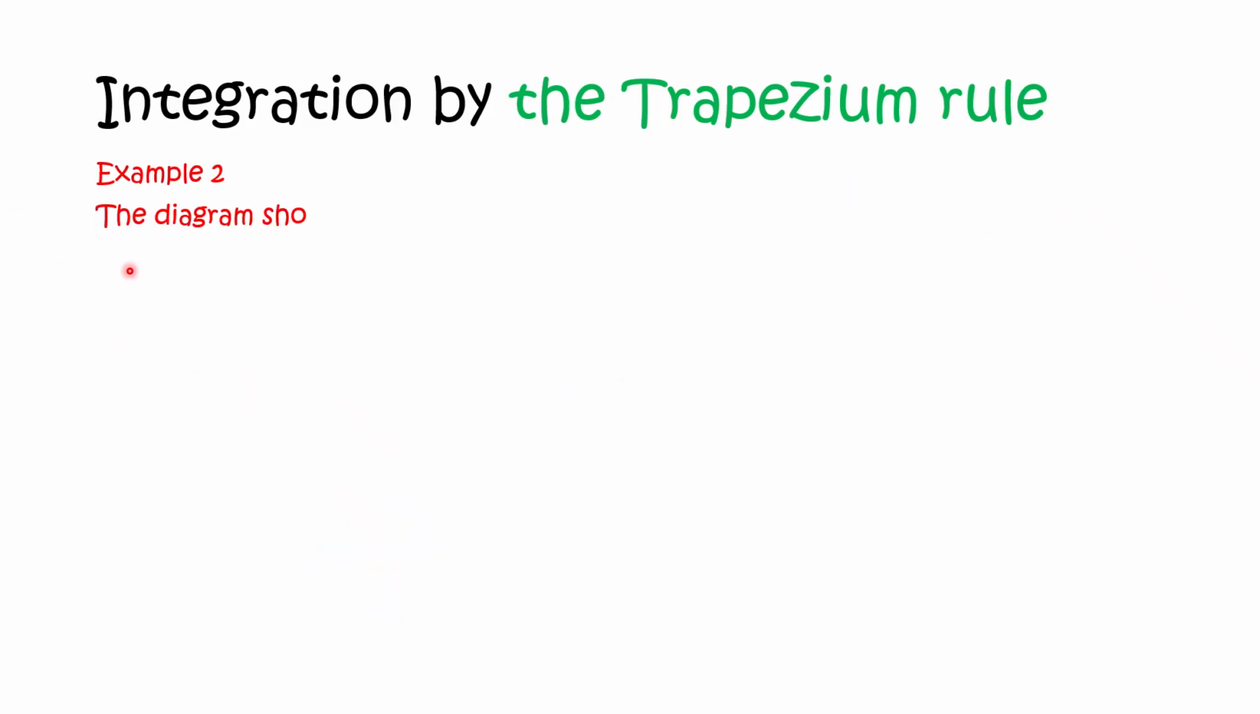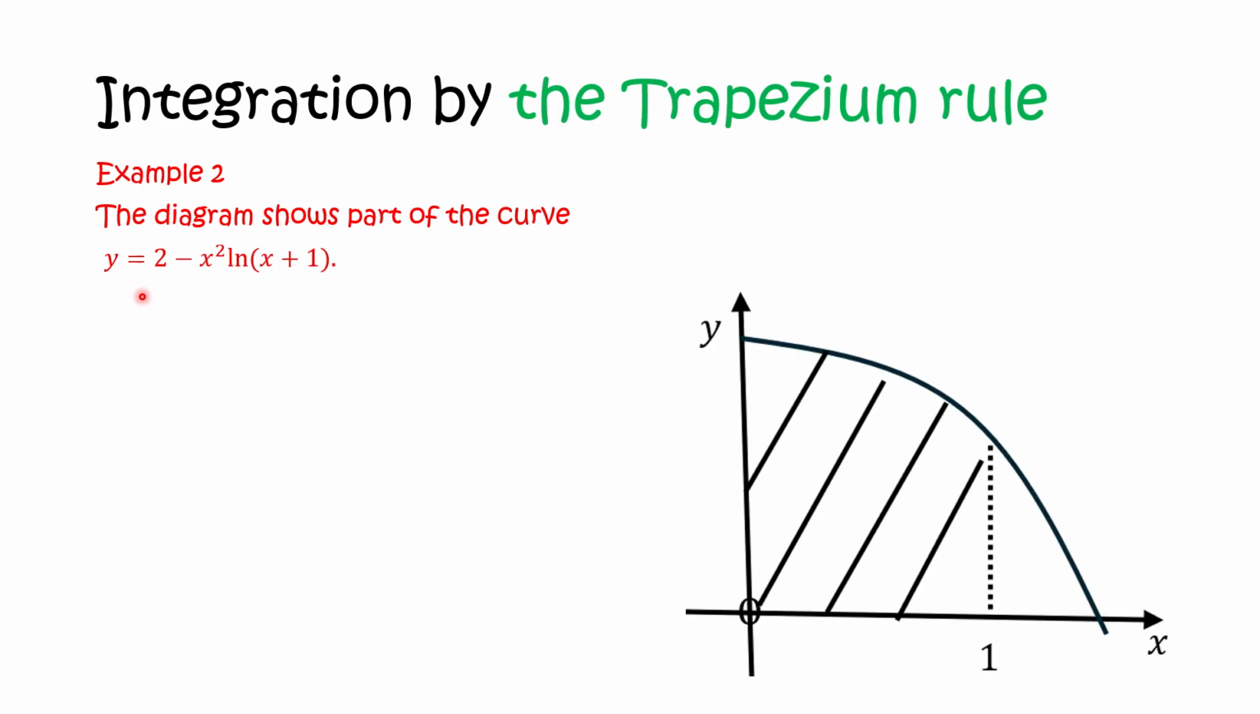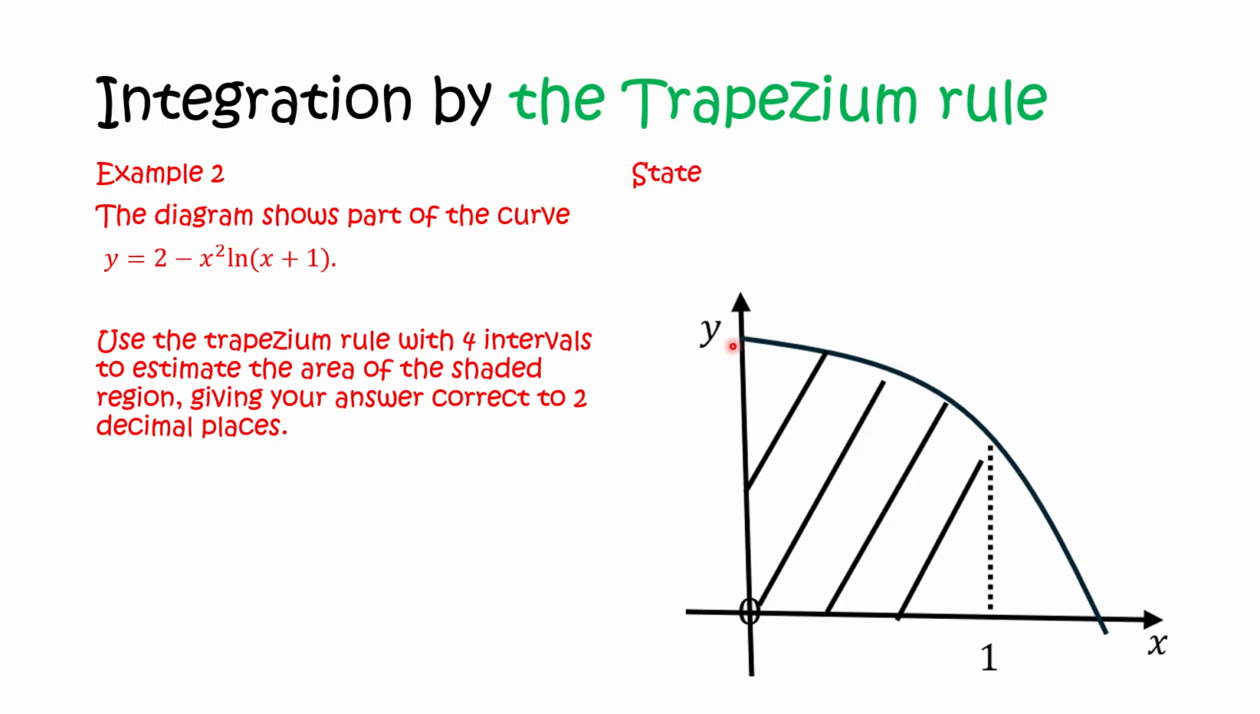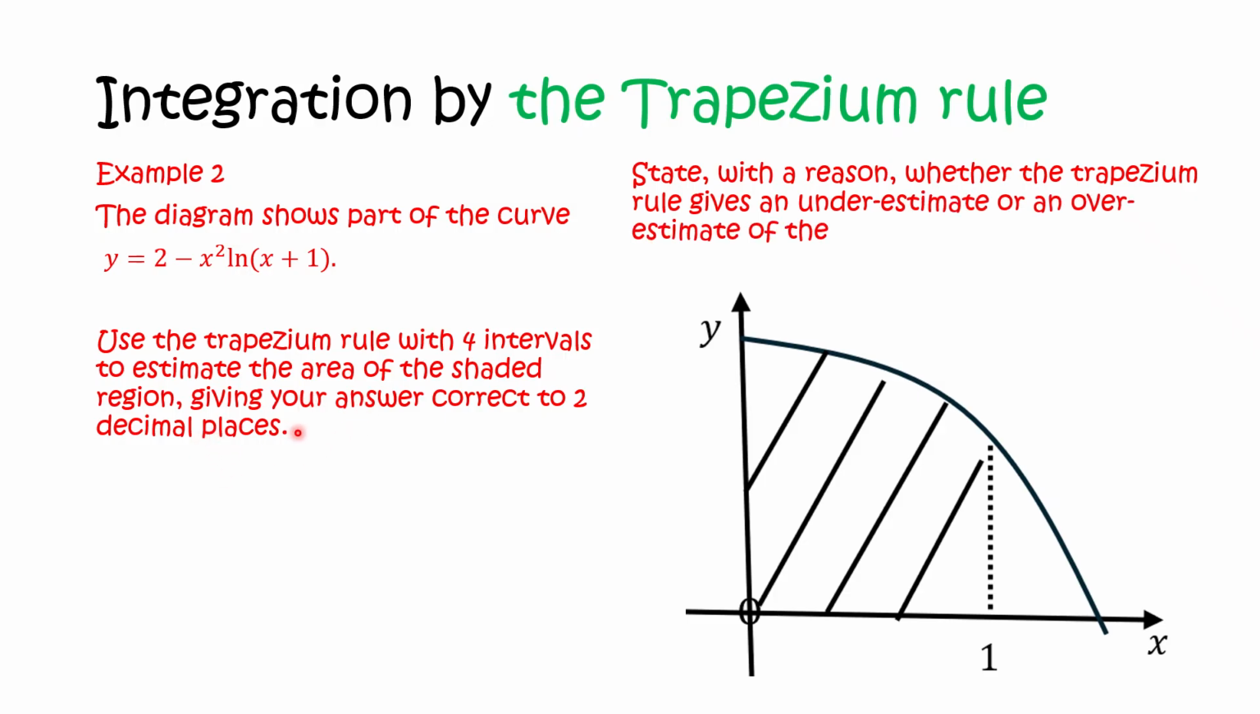Let's jump into example 2. The question says, the diagram shows part of the curve y equals 2 minus x squared, natural log of x plus 1, and the graph is given on the right. We can see that our a, which is the lower limit here, is 0, up until 1, which is our upper limit, or the b. And we are asked to find the area using the trapezium rule with 4 intervals to estimate the area of the shaded region, giving our answer to 2 decimal places.